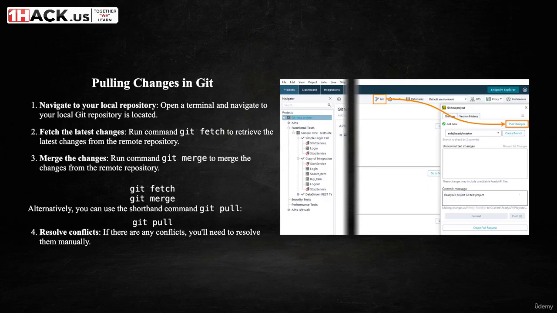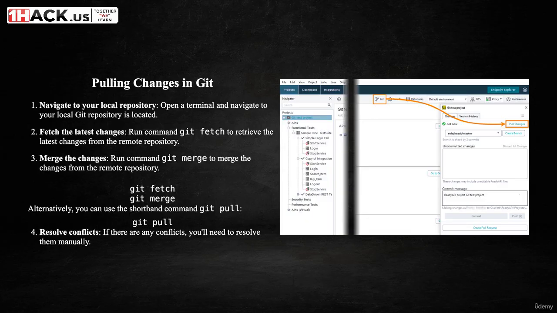After fetching the changes, you'll need to merge them into your local repository. You can do this by running the command git merge. This will incorporate the changes from the remote repository into your local codebase. Alternatively, you can use the shorthand command git pull, which combines the git fetch and git merge commands into a single step.